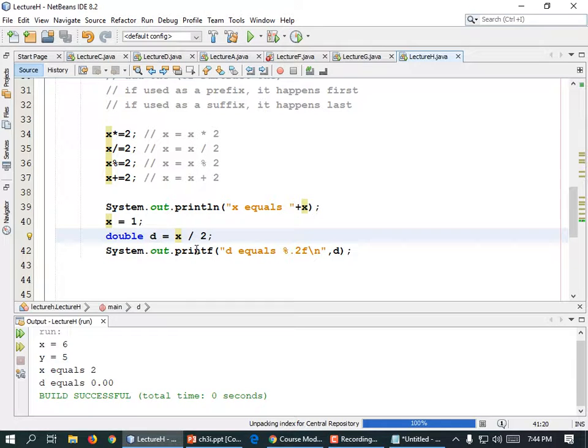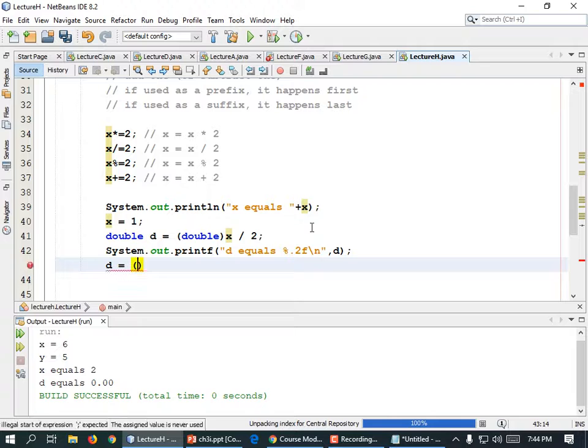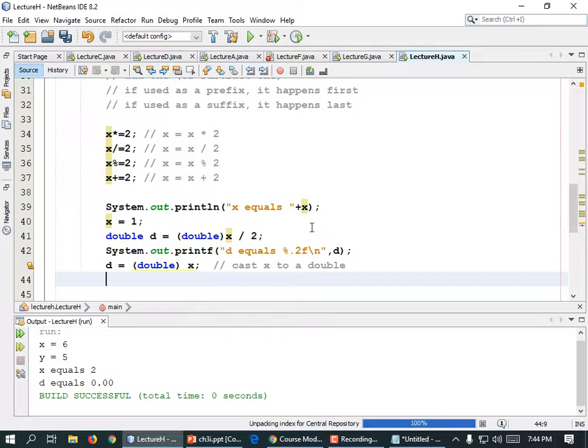But we can fix that by converting one of them to a floating point, like that. That's called casting. Casting is taking one numeric format and putting it into another. This takes x and casts it to be a double. So d equals (double) x, cast x to a double. That's what it means. x is now equal to the double version, 1.0 rather than 1. You can also cast things to an int. You can cast things to a lot of different types.